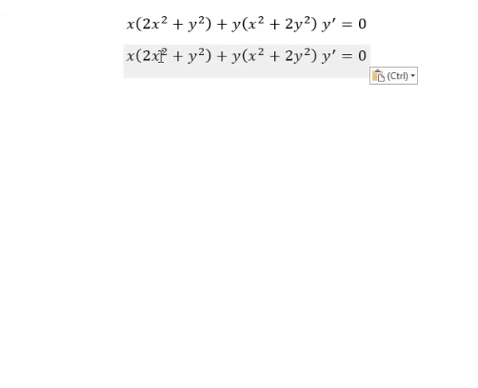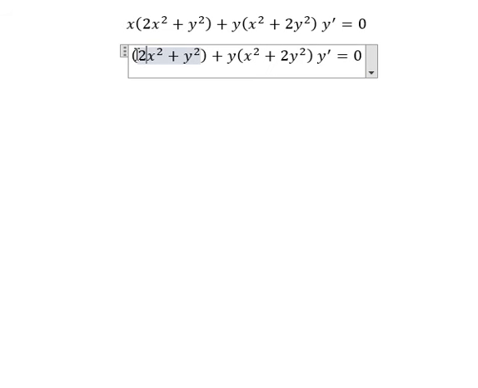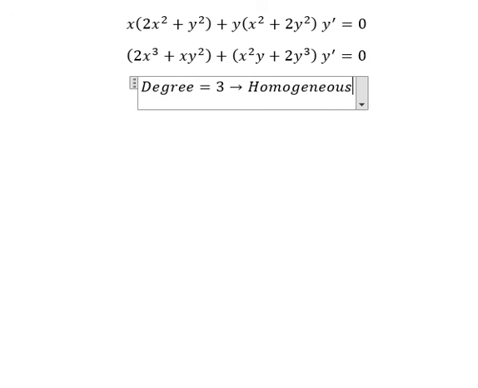X multiplied by x squared and y squared. Y multiplied by x squared and y squared. We know that x to the power of 3, xy squared, x squared y, y to the power of 3, they are degree number 3. So that means we can use homogeneous.